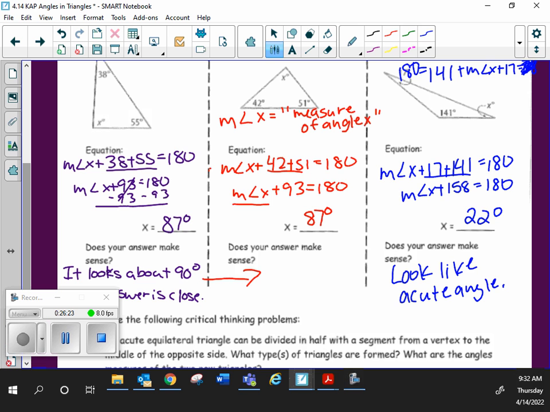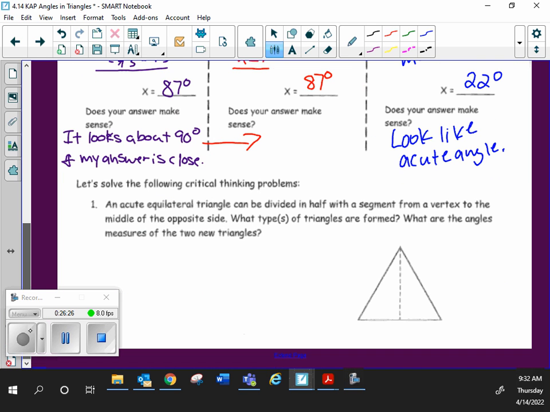Okay. The last part is the most fun part, okay? Because we're going to go into this knowing not a lot, and we're going to come out knowing a lot more than we did. Okay.